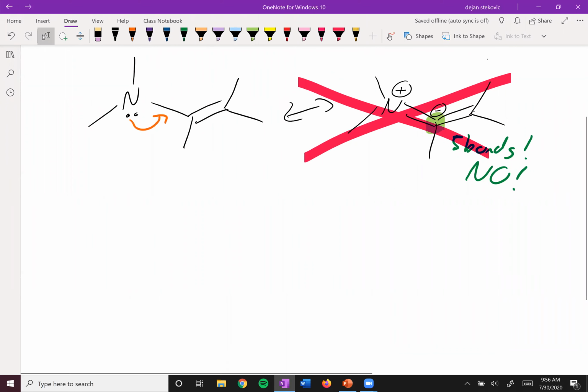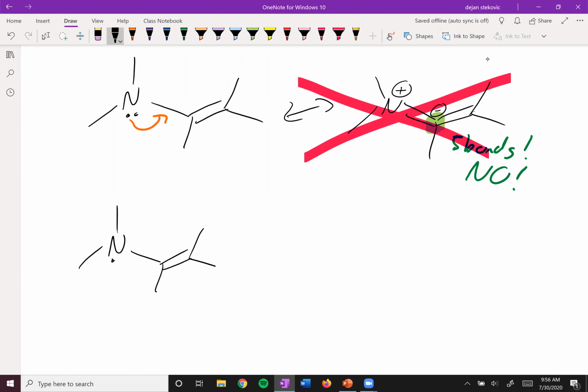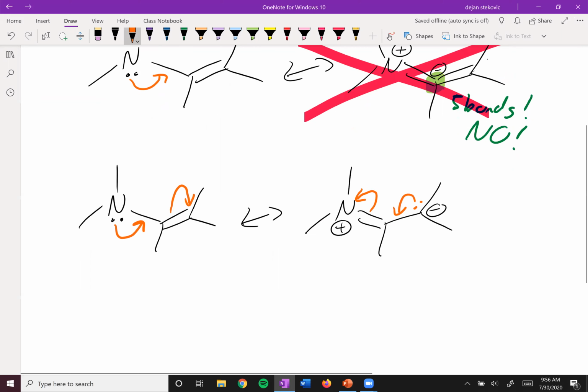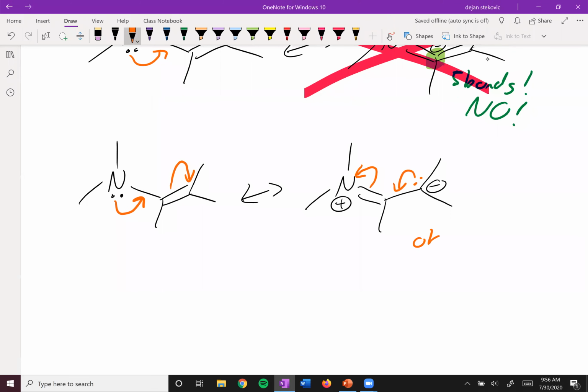However, this structure does indeed have resonance, right? It does have valid resonance structures. It's just that we need 2 arrows to show it. So we could move these electrons over here and then move these pi electrons onto the actual carbon itself, to end up with something like this, right? And then to go back from the right to the left, we would simply move this lone pair back onto this bond right here, and then move the pi electrons back onto the nitrogen, right? So this bottom one is okay.